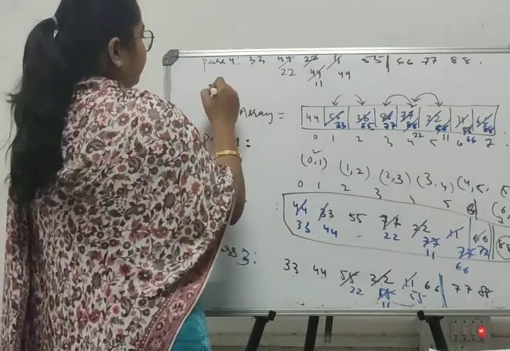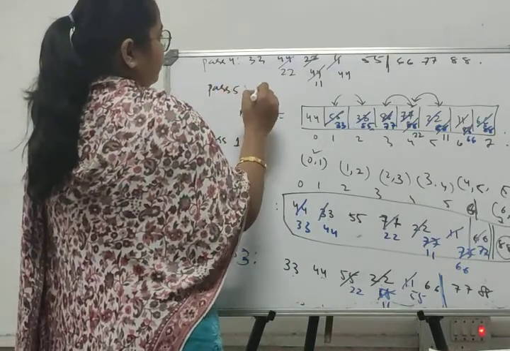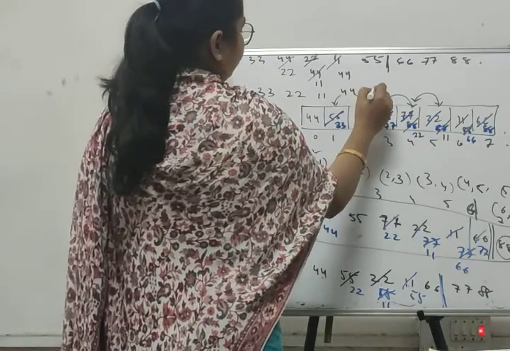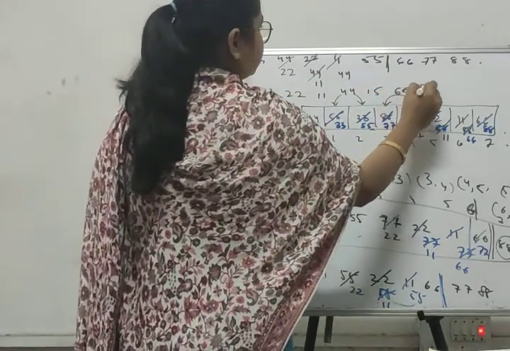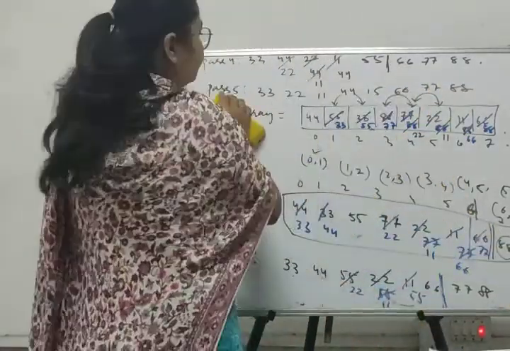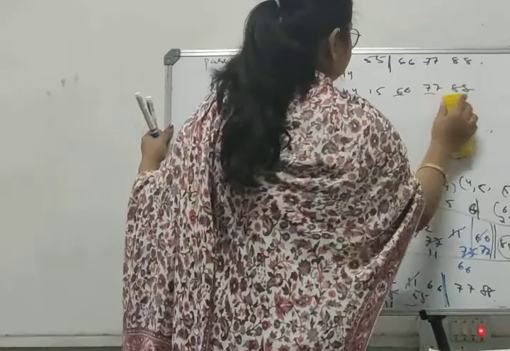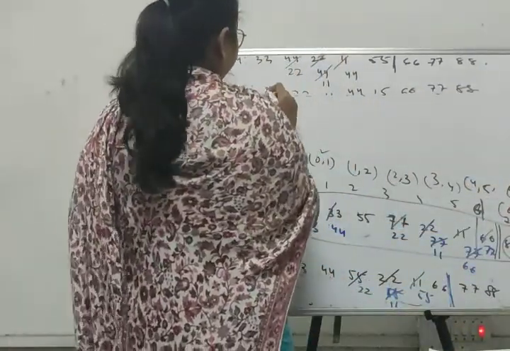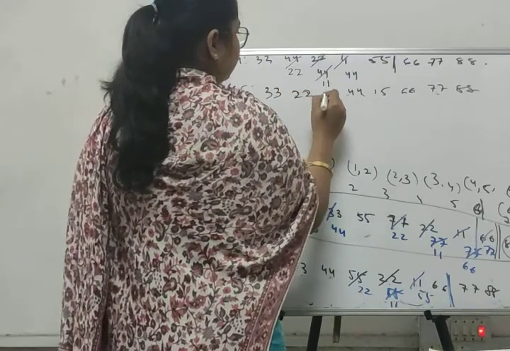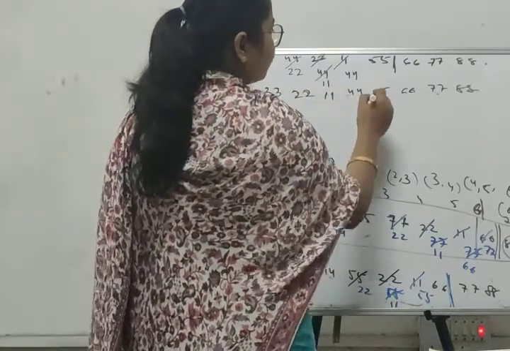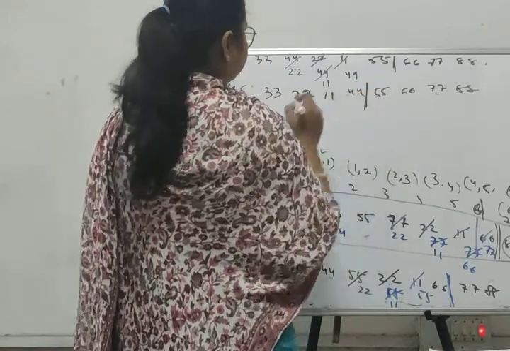Then pass 5. Result of pass 4 I am writing, then we will apply pass 5. So 66, 77, 88. Okay. I am just rubbing off the unnecessary stuff. We should get a sorted array in there. So now apply pass 5. Until what we have to apply? We have to apply in this.